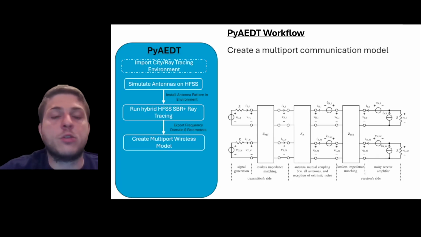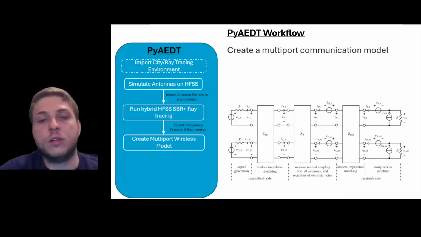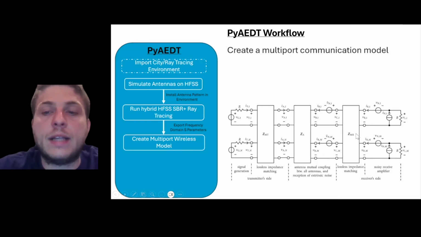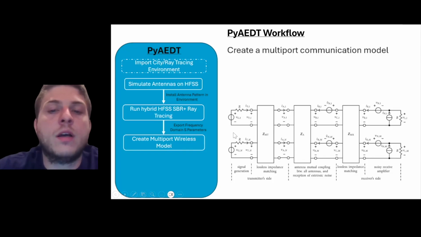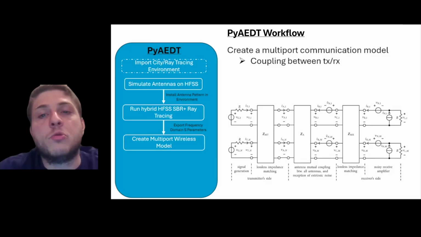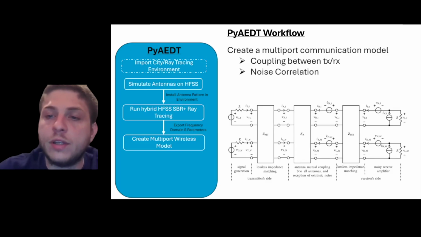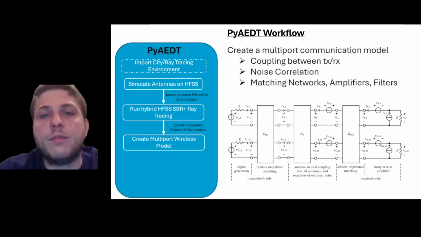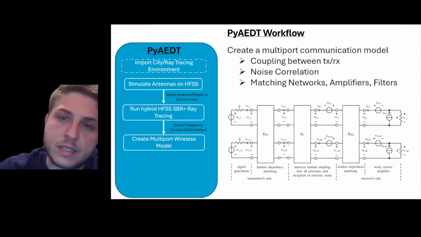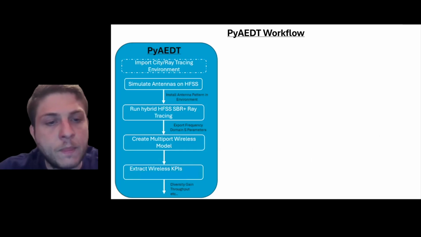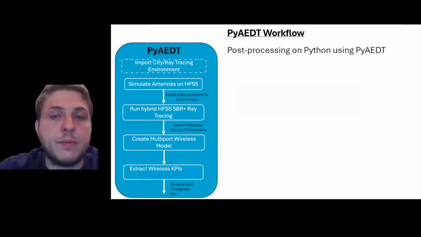Then your next step is to create a multi-port wireless channel model in which the ray tracing simulation comes here as a middle block, and then you can have matching networks on the transmitter and the receiver side. You have the coupling, you have the noise correlation and different noise sources from the environment and from the amplifiers, and you include other things like match networks, amplifiers, filters. Then you extract the wireless KPIs.